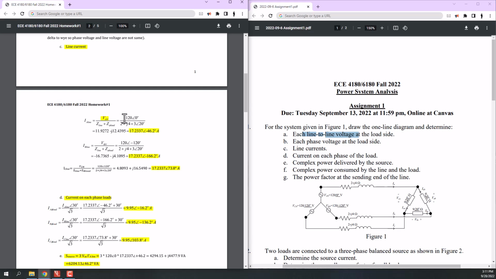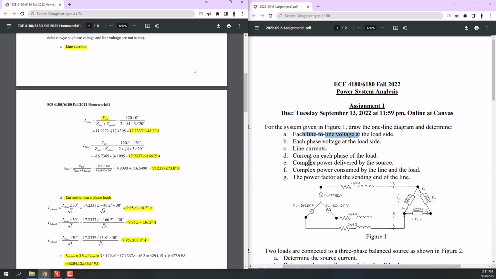The voltage was 120 volt with 0 degrees for phase A, and we had the line and load impedances. Again, we're using the value that we had calculated for Y connection. The same thing for phase B and phase C, but you have to consider this 120 degrees phase shift for phase B and phase C.